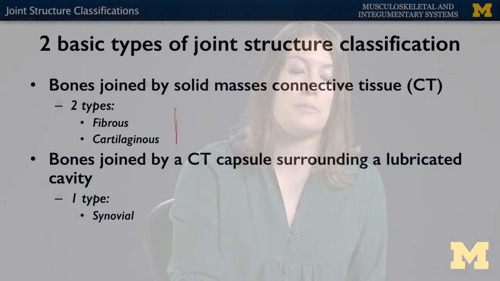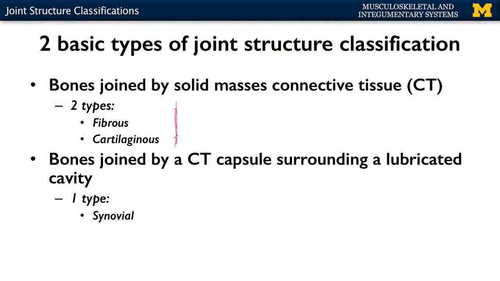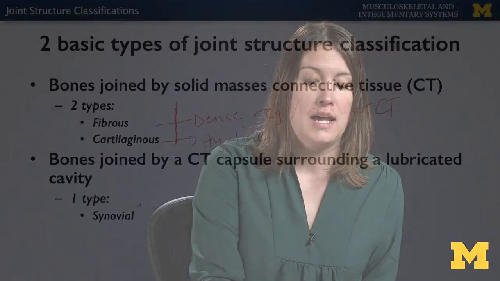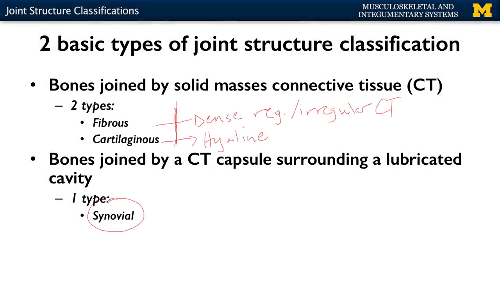There are two types of those. The first is fibrous. These are going to connect bone by dense regular or irregular connective tissue. The second is going to be cartilaginous, and just as the name would suggest, it's going to be composed of cartilage. Generally, it's going to be hyaline cartilage. And then the second type is going to be that connective tissue capsule, and we associate those with synovial joints.